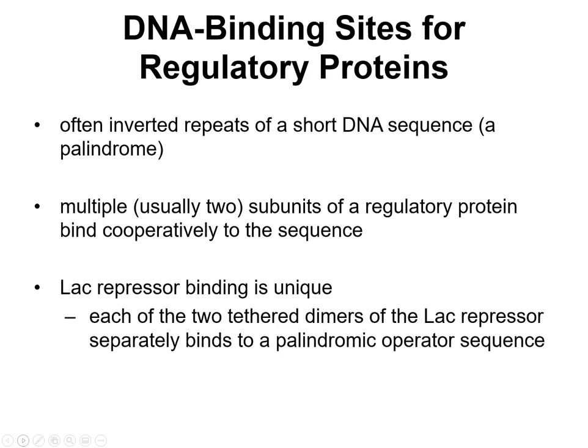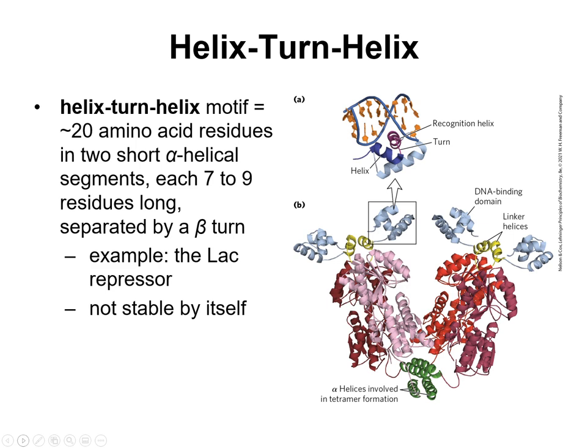Usually two subunits, but you could have more than that, of a regulatory protein will bind cooperatively to the sequence. And we saw an example of more than two with the lac repressor. There were four. So it's kind of unique, but hey, that's what science is about.